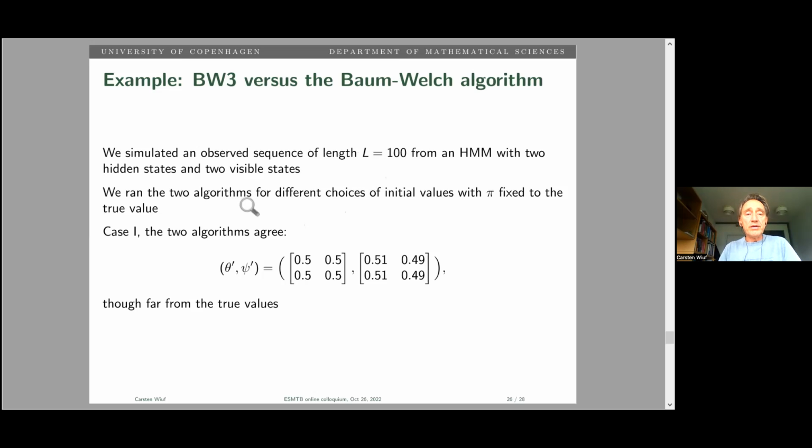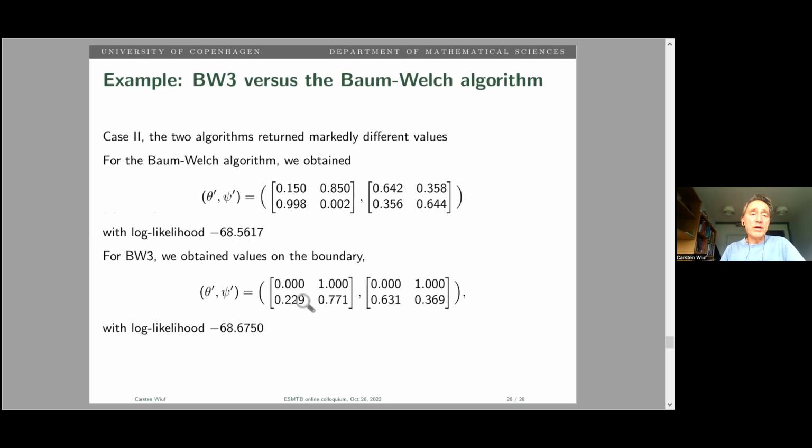That's sort of the smallest hidden Markov model we can imagine, but with a somewhat large length. And then we ran the 2 algorithms, BW3 and the standard Baum-Welch algorithm, for different choices of initial values, and saw what equilibrium value we obtained. In the first case, we find that they converge to the same points, but these are actually far from the true values we used for the simulation, but that's another aspect we don't need to be concerned with now. But they returned the same equilibrium value, so they agree in this case.